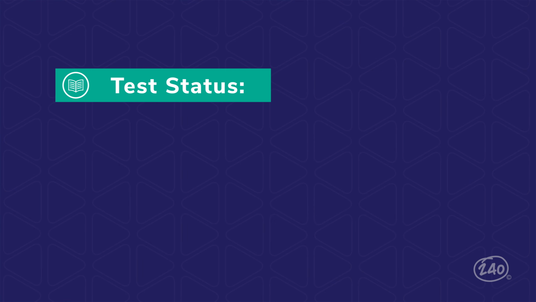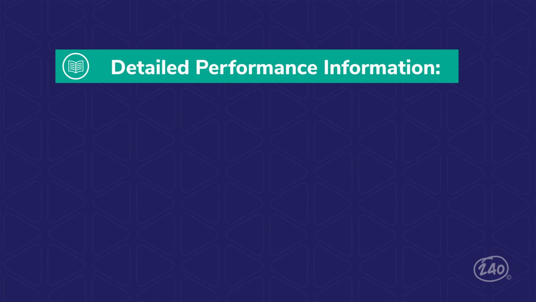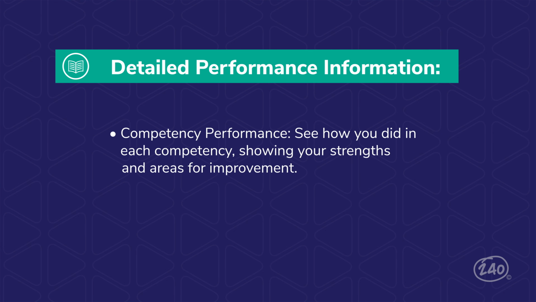3, test status. Pass. Your scaled score is 500 or higher. Did not pass. That means your scale score is below 500. Hey, if this happens, don't worry. Your score report will guide you on how to prepare for a retake. 4, detailed performance information. That includes competency performance. See how you did in each competency, showing your strengths and areas for improvement.